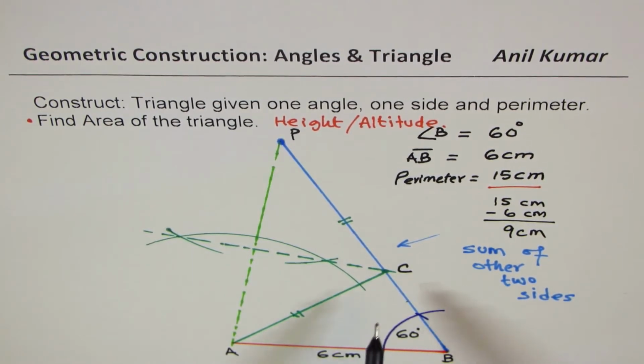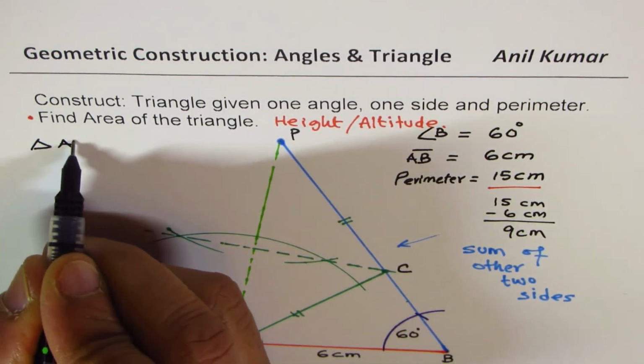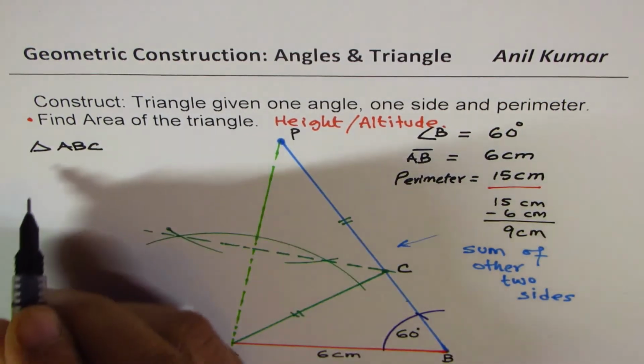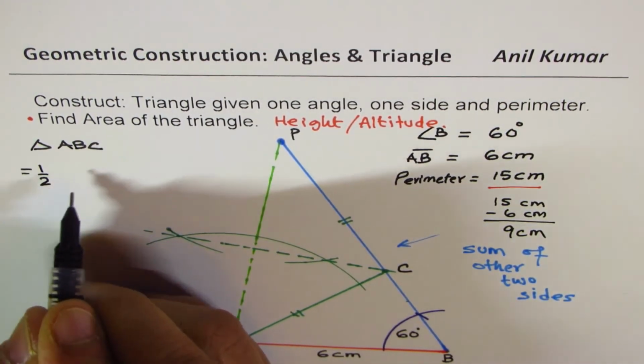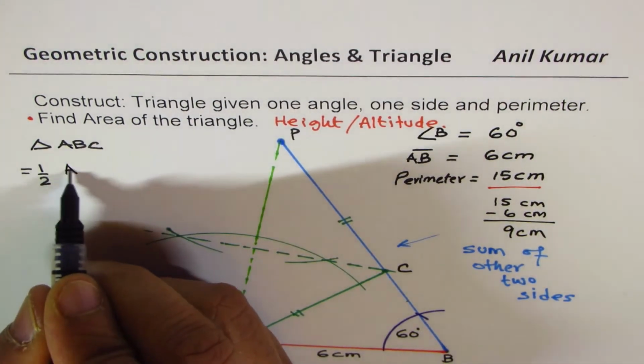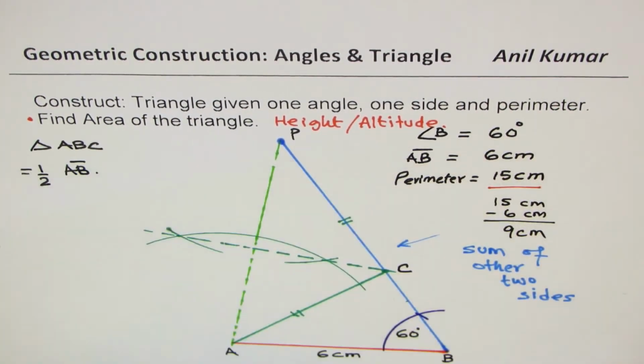Now in part 2, let us find the area of our triangle ABC. We know the area is equal to half of base, which is AB, times height, let's say h. We don't know what the height is. How do we find the height? Well, to find the height, I have to draw a perpendicular from C to the line AB, correct? That's what we are supposed to do. So let's see how to do that part.